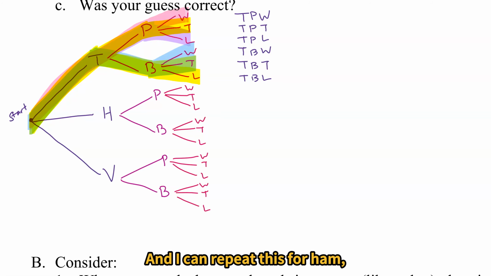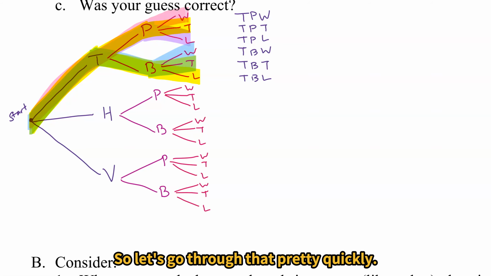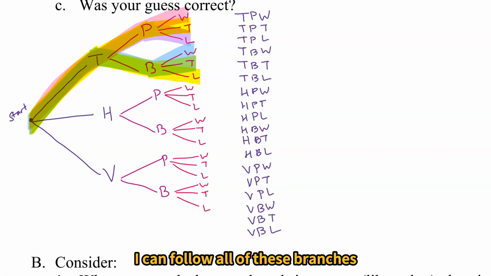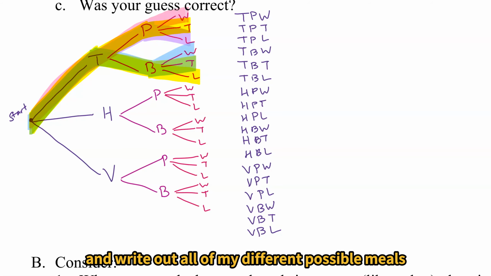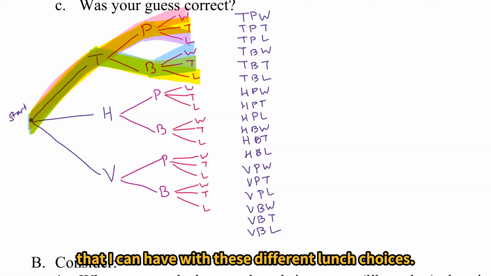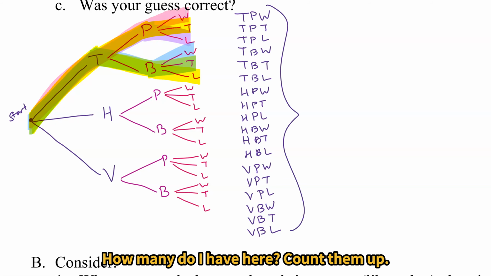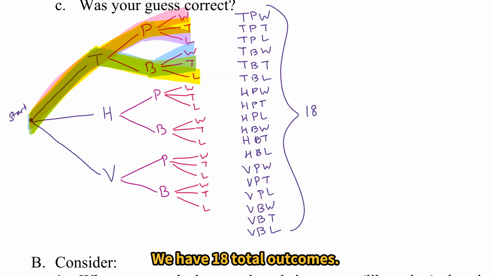And I can repeat this for ham, and I can repeat this for veggie. So let's go through that pretty quickly. And I can follow all of these branches and write out all of my different possible meals that I can have with these different lunch choices. Now, how many do I have here? Count them up. We have 18 total outcomes.